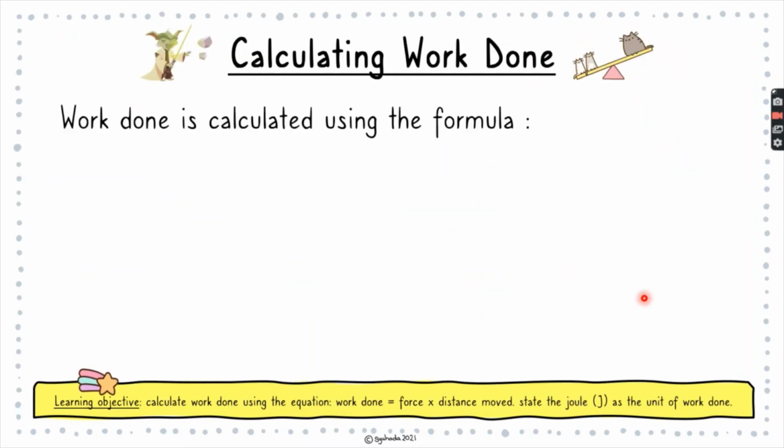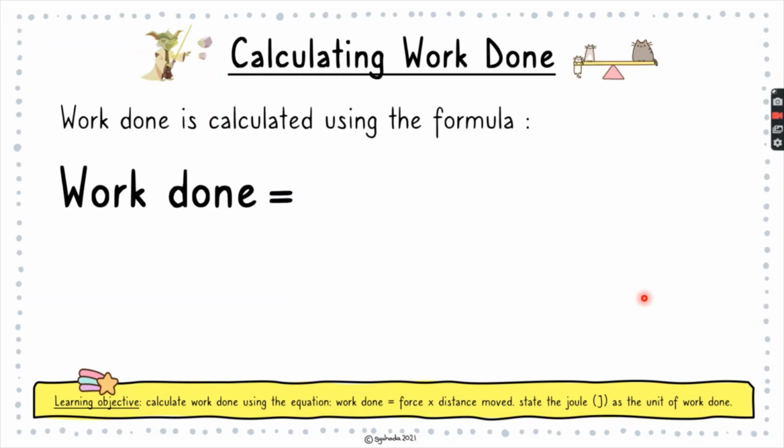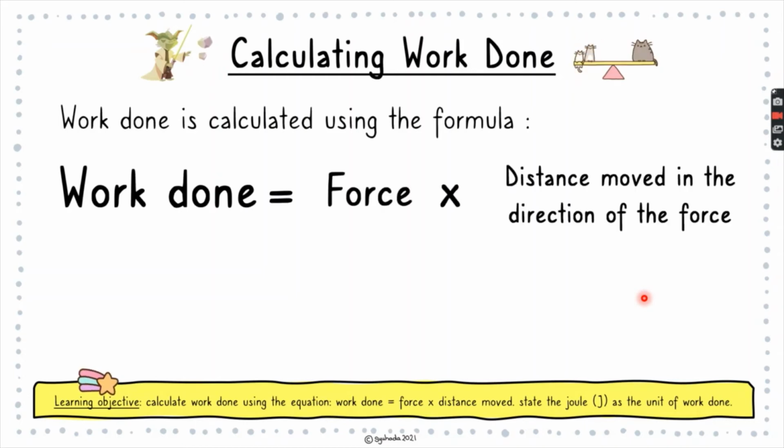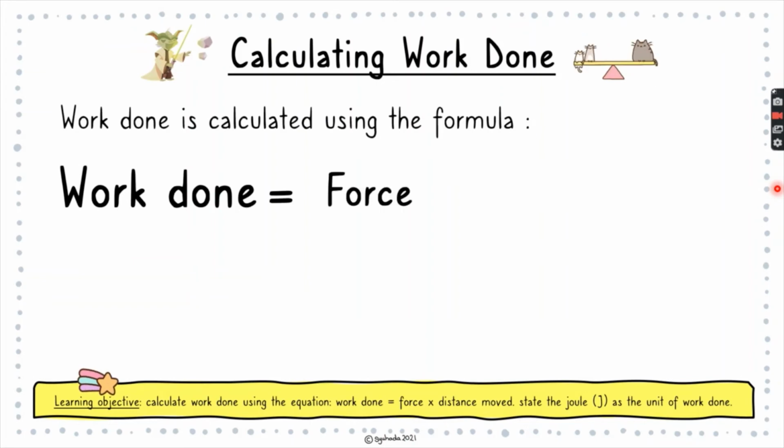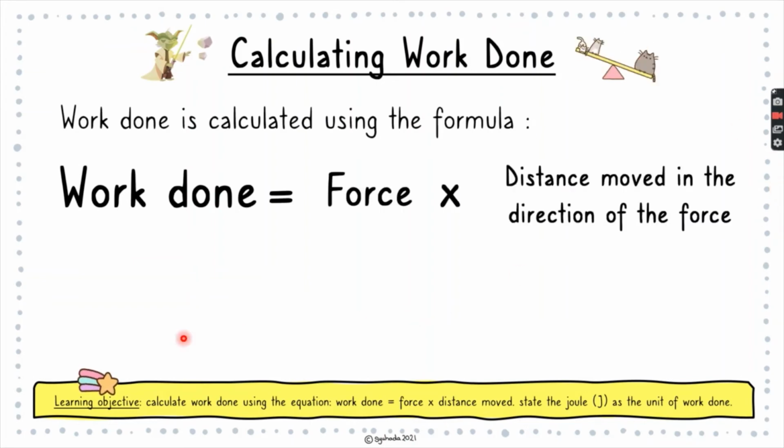So calculating work done, you can use this formula. Work done equals force times distance moved in the direction of the force. So this actually is pretty much the definition. So remember, work done is the product of a force and the distance moved in the direction of the force. So let's get back. That's right. So it is pretty much basically the formula, but you make it into words. So that is the basic definition. So if you can remember this formula right here, then you are good to go.